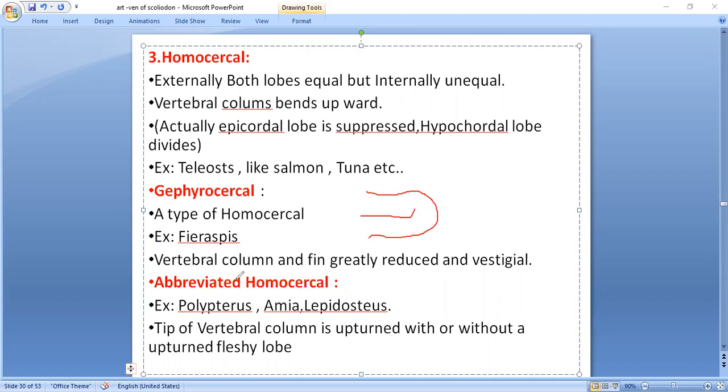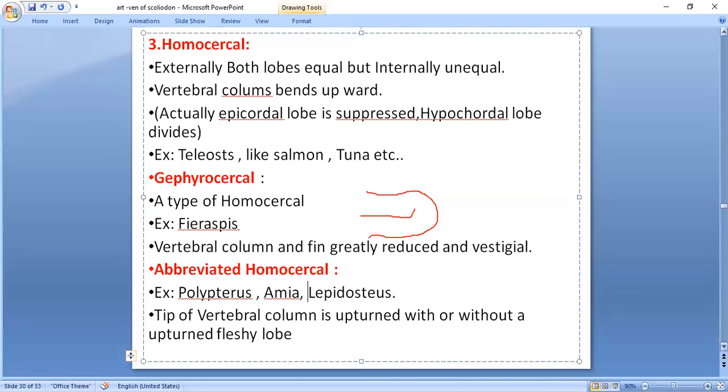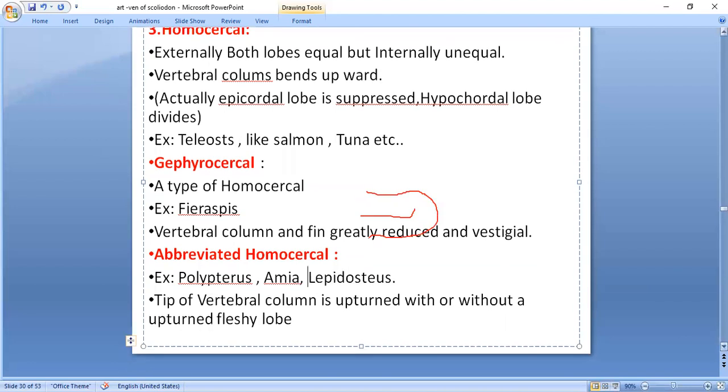That is called abbreviated type of homocercal type of caudal fin. Examples: Polypterus, Amia, Lepisosteus. These are ganoid fishes, a kind of bony fishes. So that is about the types of caudal fins.